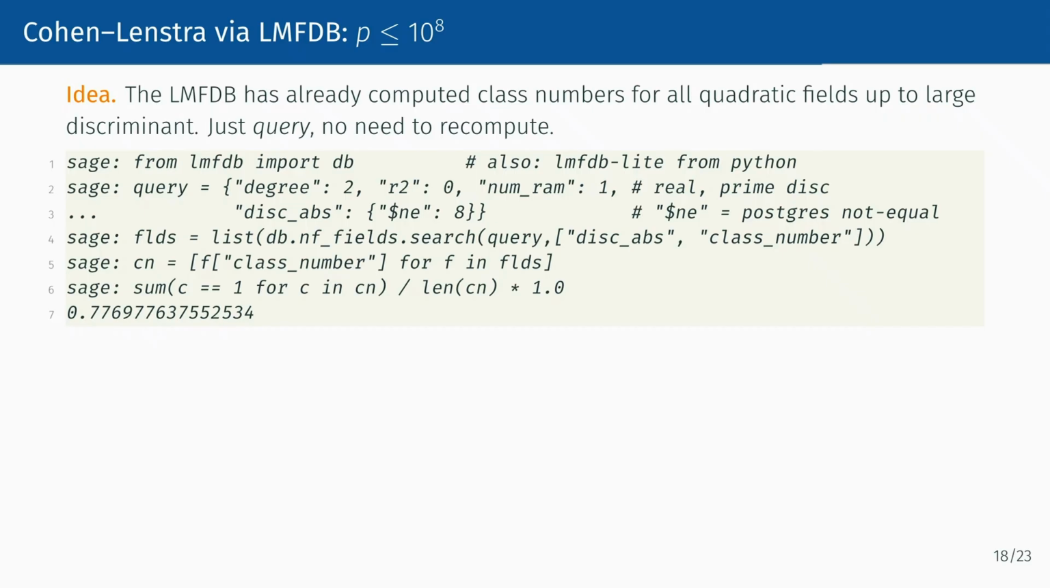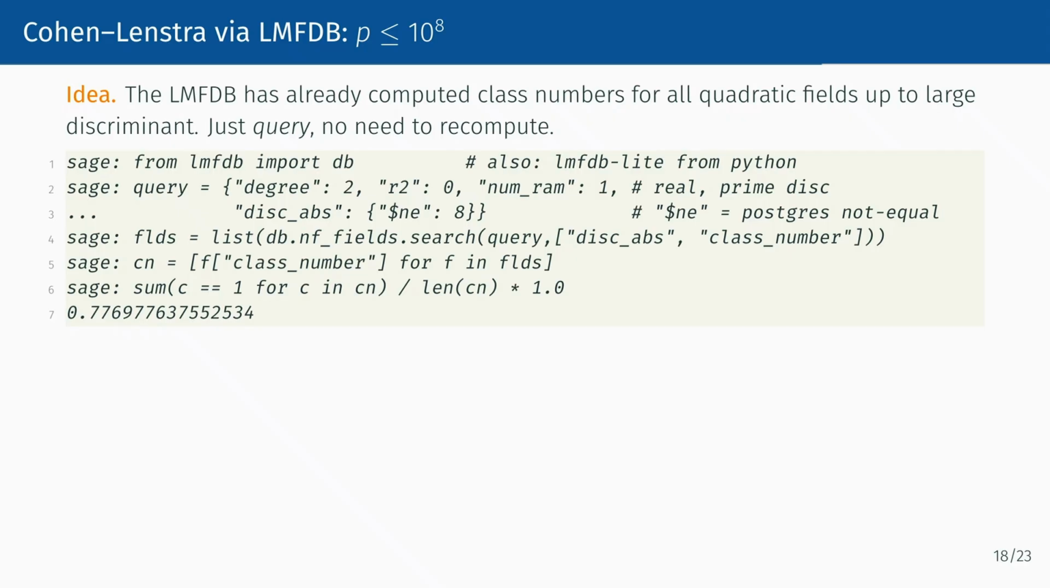This query is just a dictionary, where for each field, I give the value that I want. For example, here we're interested in quadratic fields, so the degree has to be 2. I want them to be real. So in the signature, there's R1, the number of real embeddings, and R2, the number of complex embeddings. So I just ask that the number of complex embeddings will be 0. That would make it a real quadratic field. The reason for the number of ramified primes to be 1 is just because we're interested in Q(√p), where p is 1 mod 4, so the discriminant is p.